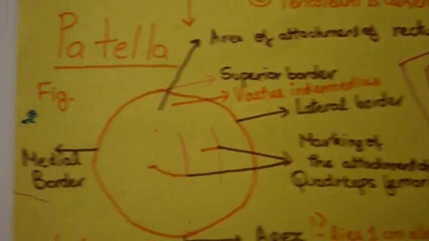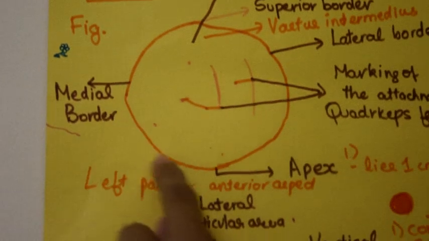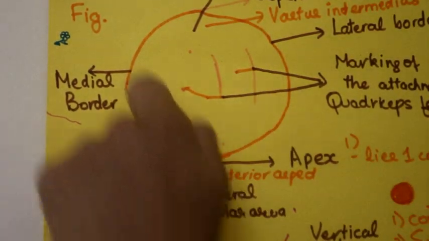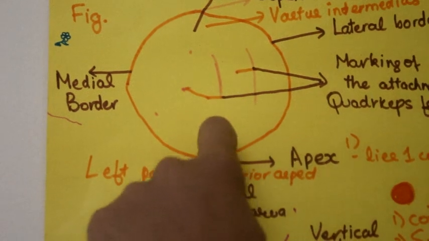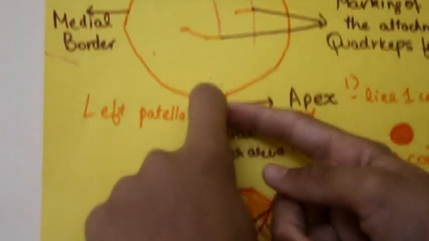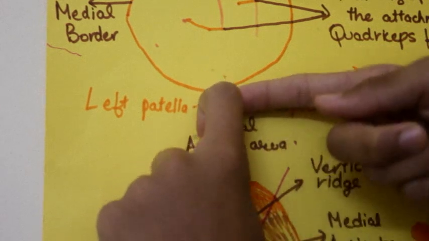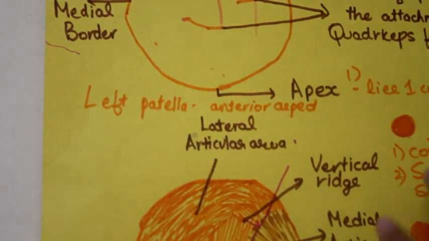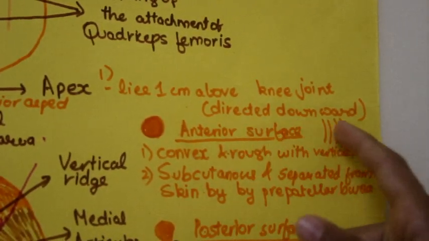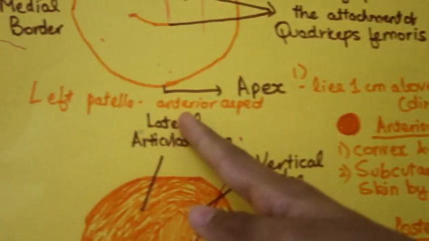We know this is the apex. You can see these two lines coming together here, 1 and 2. The center point here is called the apex. I'm showing you like this so that you can clearly make out the center point. I'm pointing with 2 fingers; this is the center point. It lies just 1 centimeter above the knee joint, and it's directed downward.